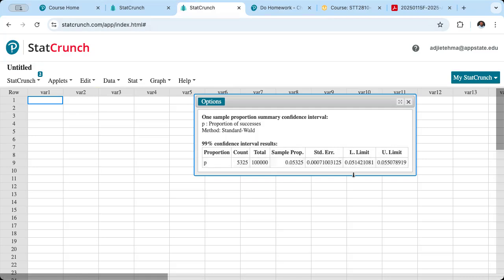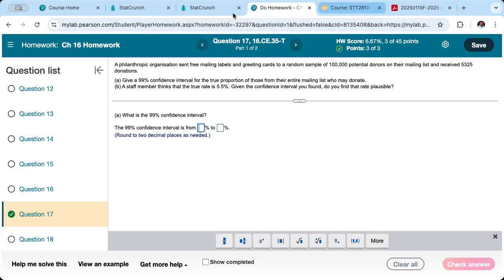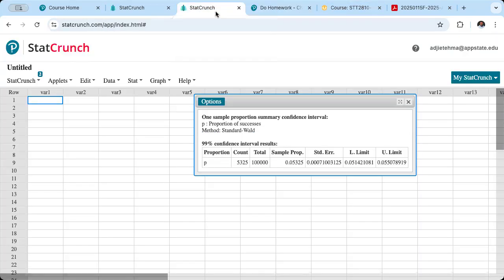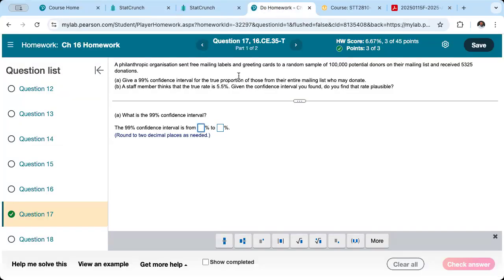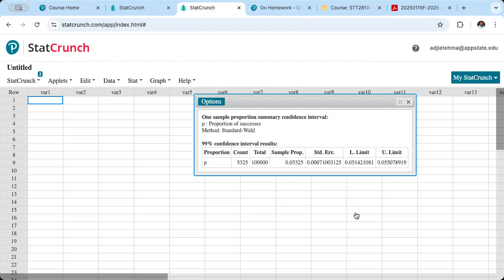So what do you think the lower should be? They want two decimal places. So the lower should be what? Two decimals, I think 5.1. Let me see. 5.14. Yeah. What do you think the upper should be? 5.51, right? Do you all agree to that? Okay.